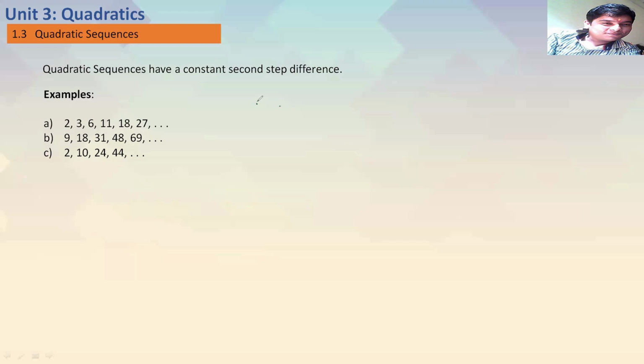Let me write over here so that you understand it better. 2, 3, 6, 11, 18, 27. What is the first step difference? There are different differences, okay? It's not constant. 2 to 3, plus 1. 3 to 6, plus 3. 6 to 11, plus 5. See, it is different. It's not constant. There's going to be plus 7, and there's going to be 9.